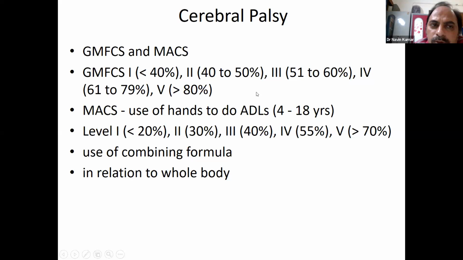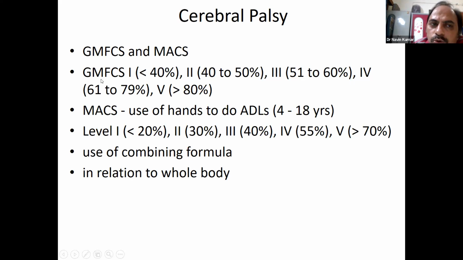So if there is a GMFCS 1 child who is having less than 40%, but still he will be coming under level 1. So level 1 says able to do all ADLs without any difficulty. So any child with cerebral palsy, even if it is GMFCS 1, is eligible to get a disability certificate up to 18 years. But beyond 18 years, we have to see only GMFCS.